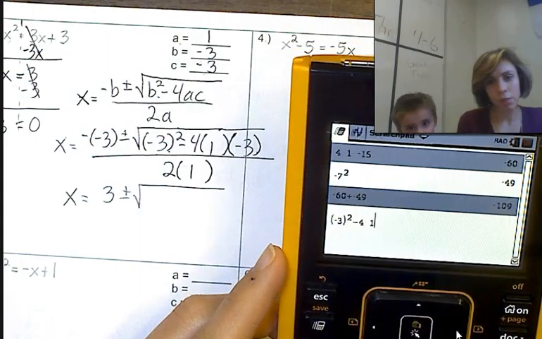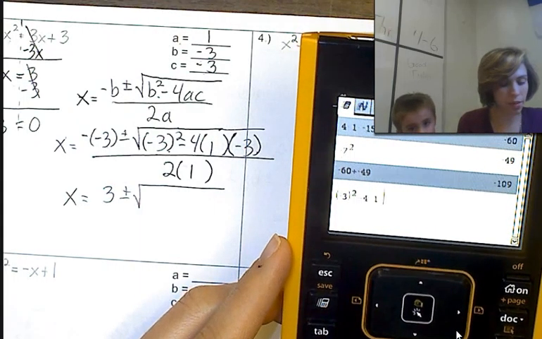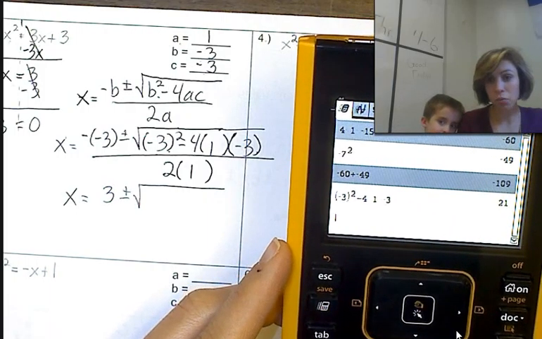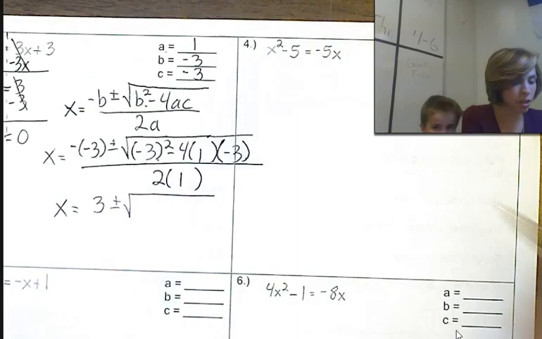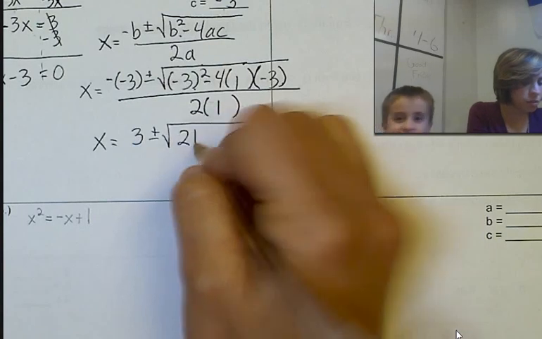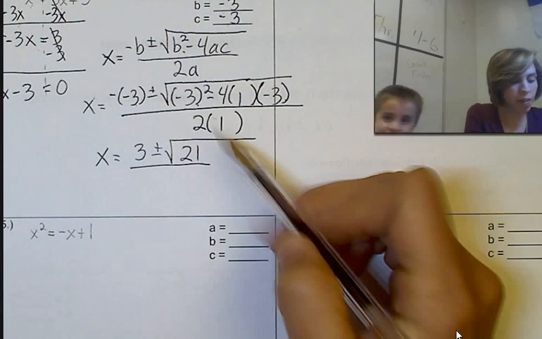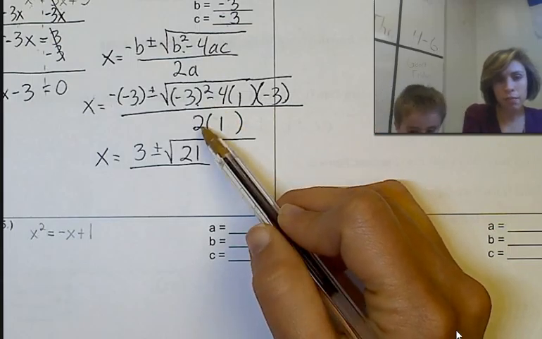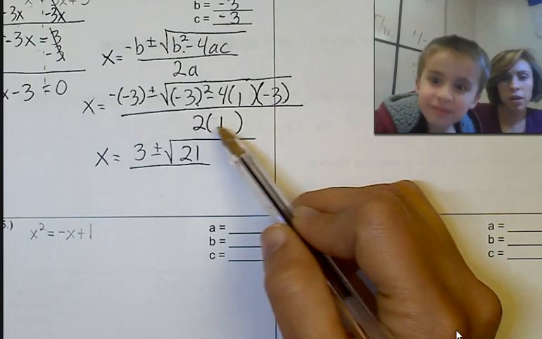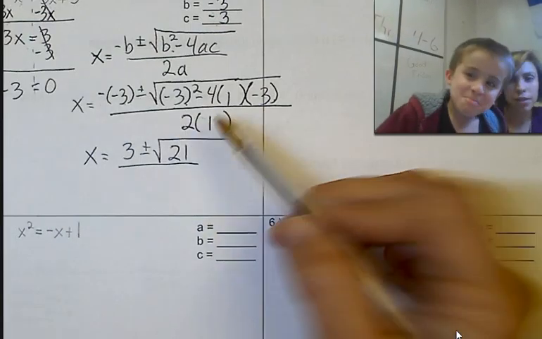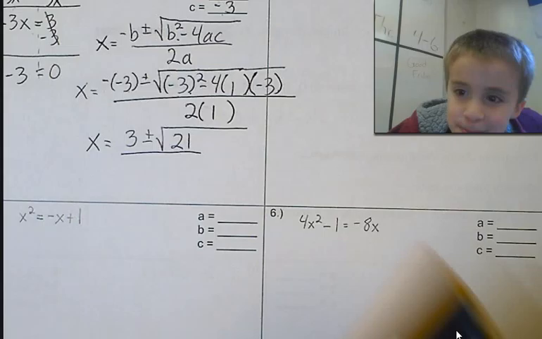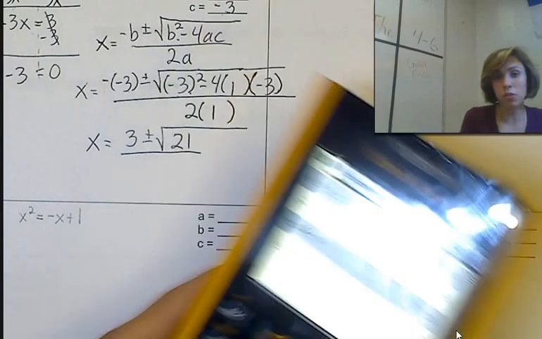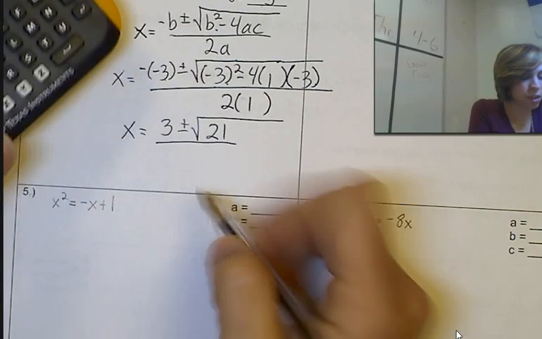Okay, so 4 times 1 times negative 3. I'm going to put that in. That gives me 21. So that's what I'm going to put under the square root symbol. And then I always go to the next step by reducing this part, or evaluating, I guess I should say. So 2 times 1, that's 2. So you're going to put in 2 here.